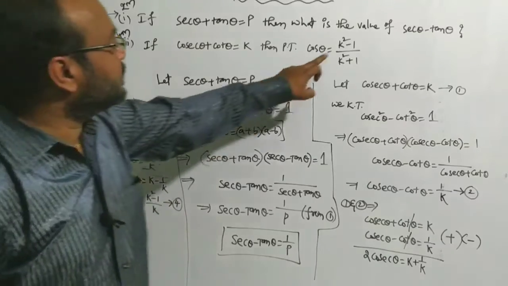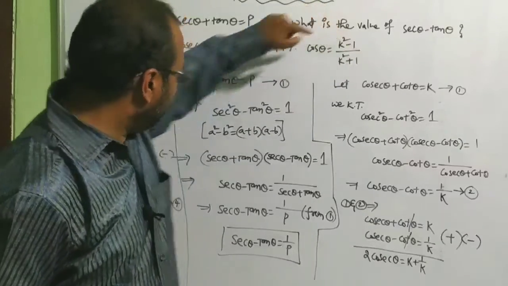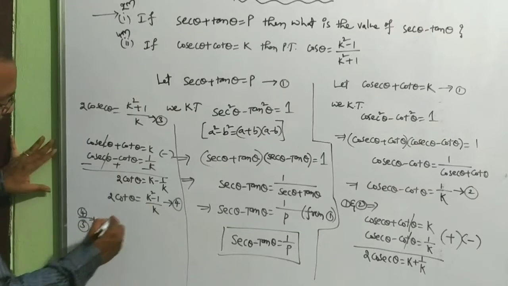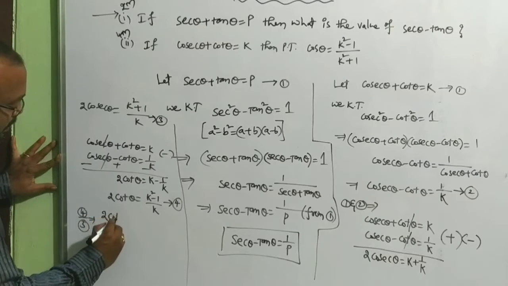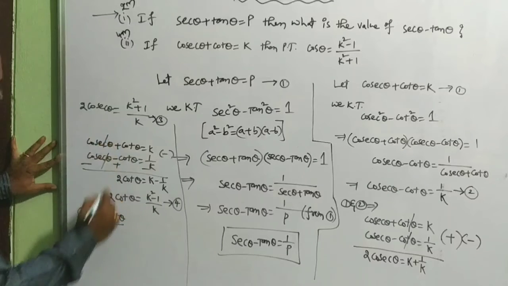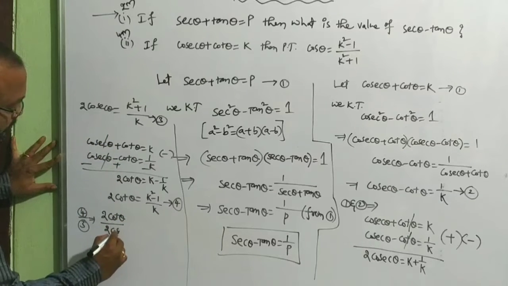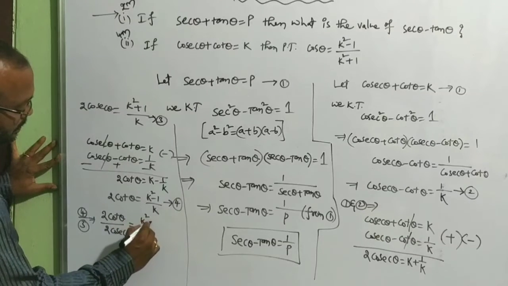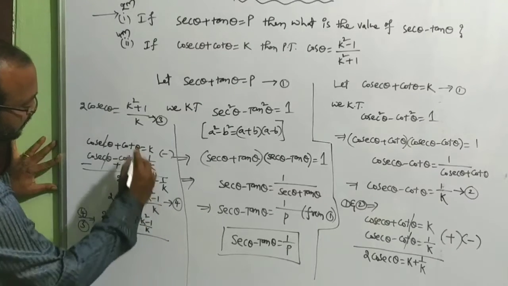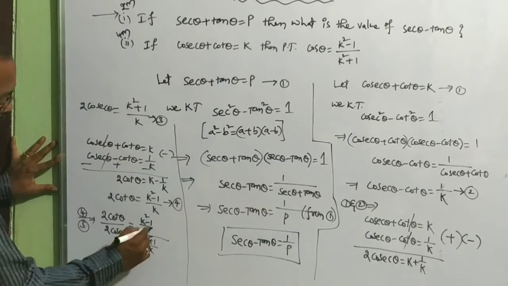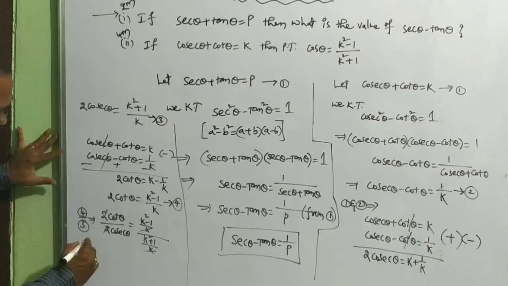Once observe, k square minus 1 is in the numerator part. So now we will take equation 4 by equation 3. What is equation 4? 2 cot theta by 2 cosec theta is equal to k square minus 1 by k square plus 1 by k. Okay, k gets cancelled, 2 gets cancelled.